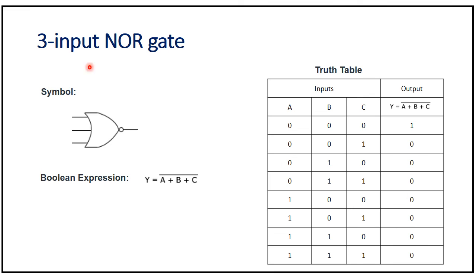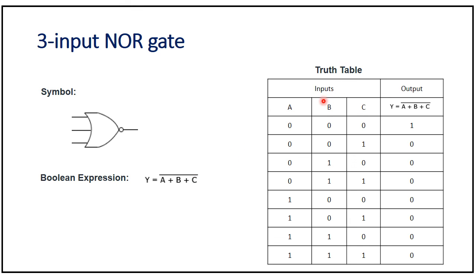Now we will see the 3 input NOR gate. This is the symbol of the NOR gate. It has 3 inputs A, B, C, and a bubble in front of the OR gate, so it becomes the NOR gate. Boolean expression, as we can see here, Y is equal to, as we know that for the OR gate we do the addition of 3 inputs, so A plus B plus C, and for NOR we will take its complement. So it is the complement of the OR gate. In the OR gate equation, Y is equal to A plus B plus C, and we are here only adding one complement of the output of the OR gate.